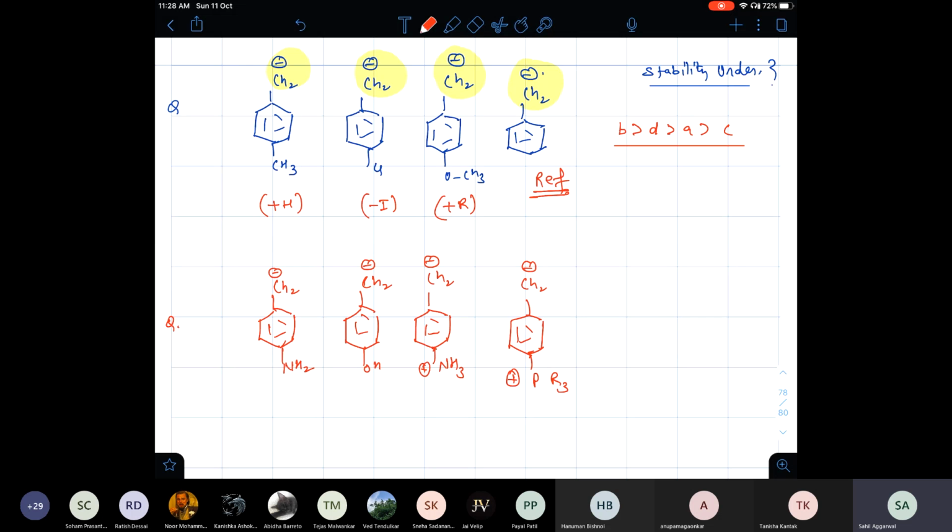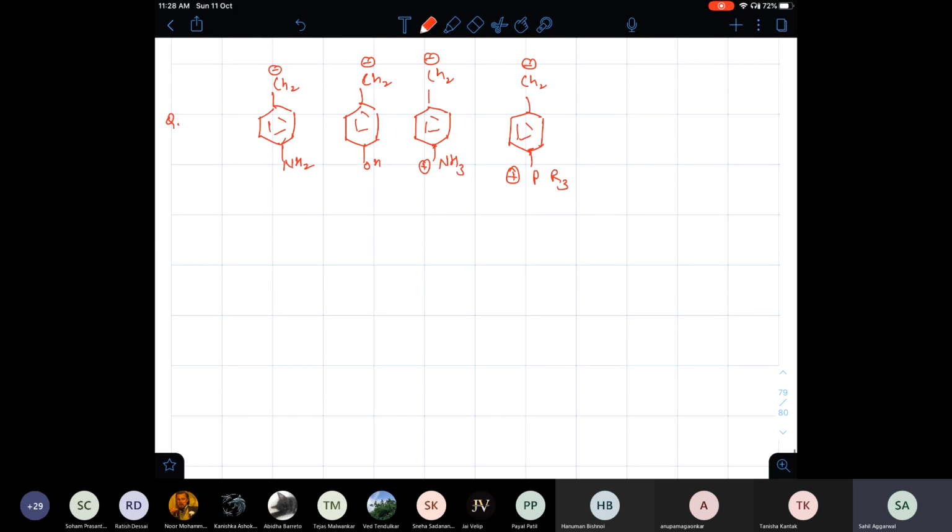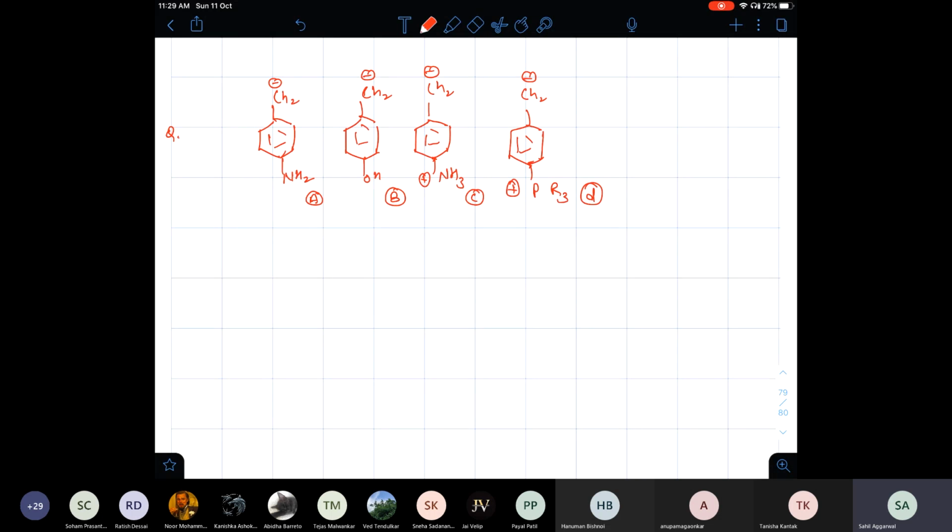What will be the order of stability? D C B A. This will show plus R. This will show plus R. This will show minus I. This will show minus R. Plus R of NH2 is better than plus R of OH.